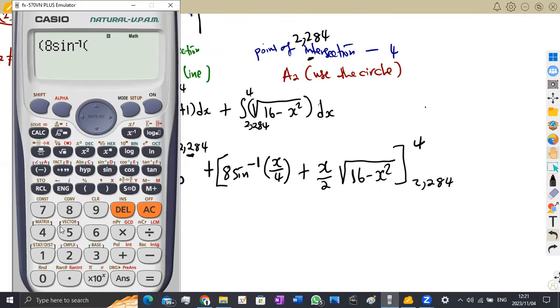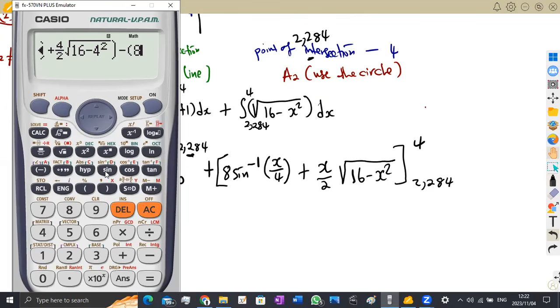All right, 4/4, that's a 1, guys. Okay, you can just write, but that's 4/4, which is a 1 there. Plus also 4/2, which is 2, but you can just write 4/2. The square root of 16 minus x squared, which is 4 squared, which is 16. So that will be a 0 there on this part. All right, anyways, that's the upper limit, which is at 4. Then we're going to substitute. When we subtract, we're going to substitute the lower limit at 2,284.